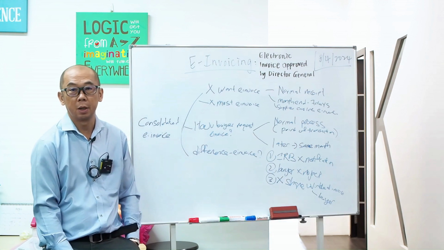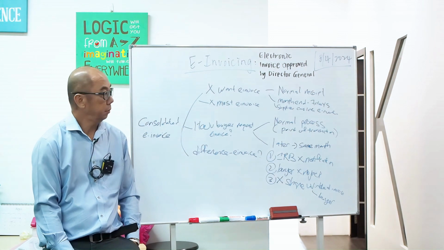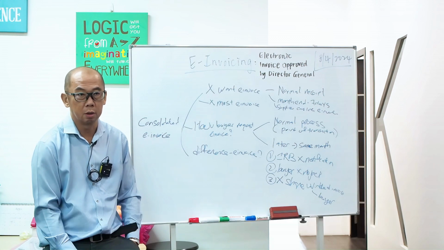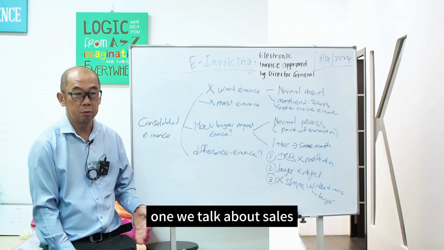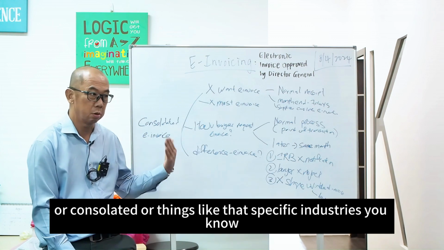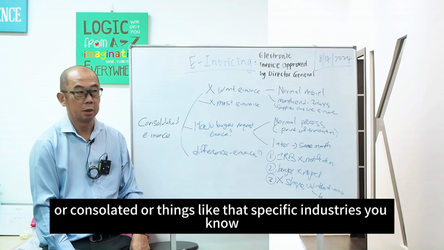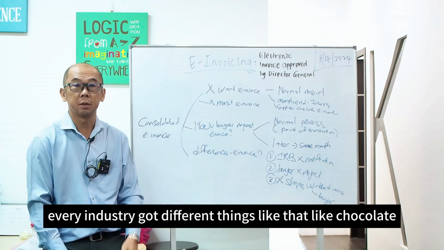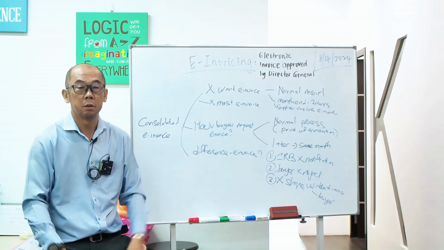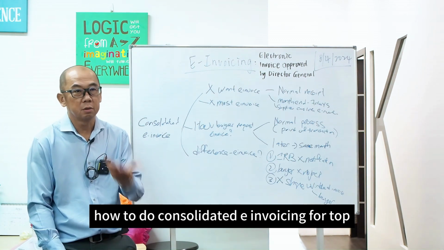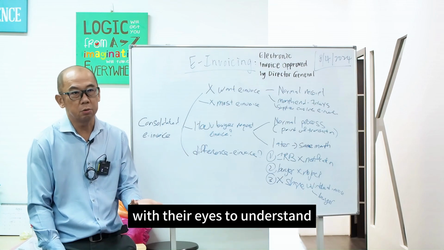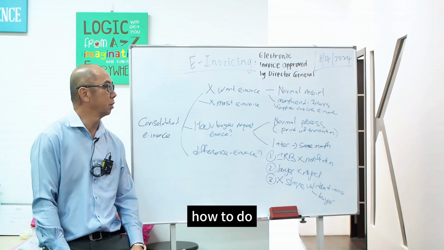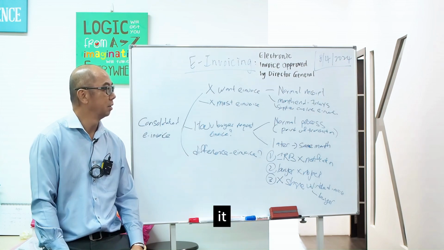Okay, what else? So this Friday, I think maybe we have 2 or 3 sessions. Maybe one week we talk about the basics, one week about sales bills or consolidated invoices. Then specific industries, because every industry has different needs, like chao kway teow. How to do consolidated e-invoicing for chao kway teow? I also don't understand. How?